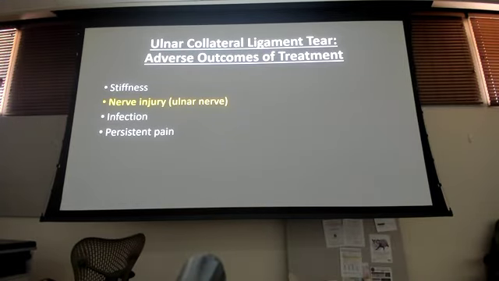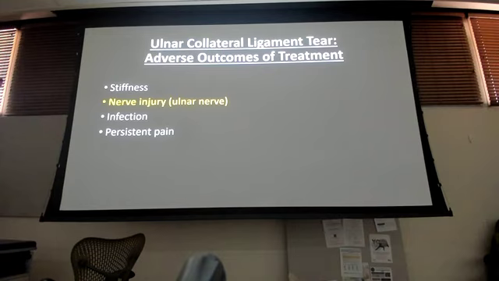Adverse outcomes of treatment. Which nerve was potentially affected? Ulnar nerve. You've got to know that. Don't get that confused with the other nerve, which is which one? The radial nerve. So don't get those two confused. Zero in on those. UCL, ulnar nerve.